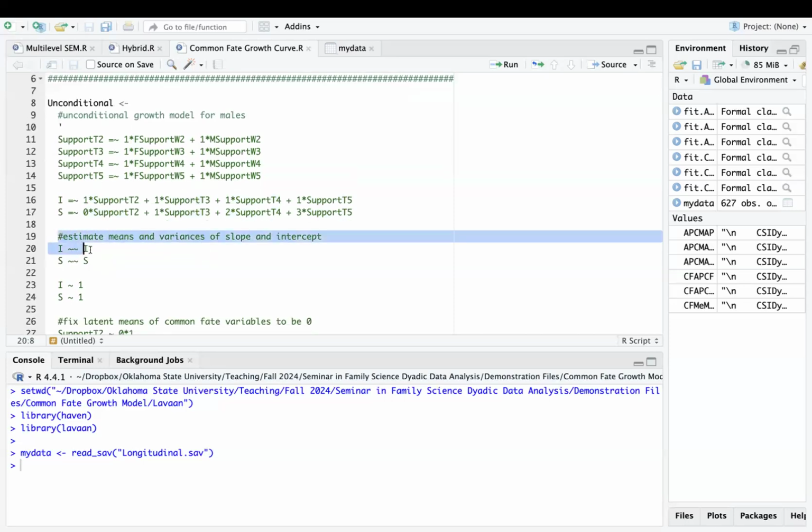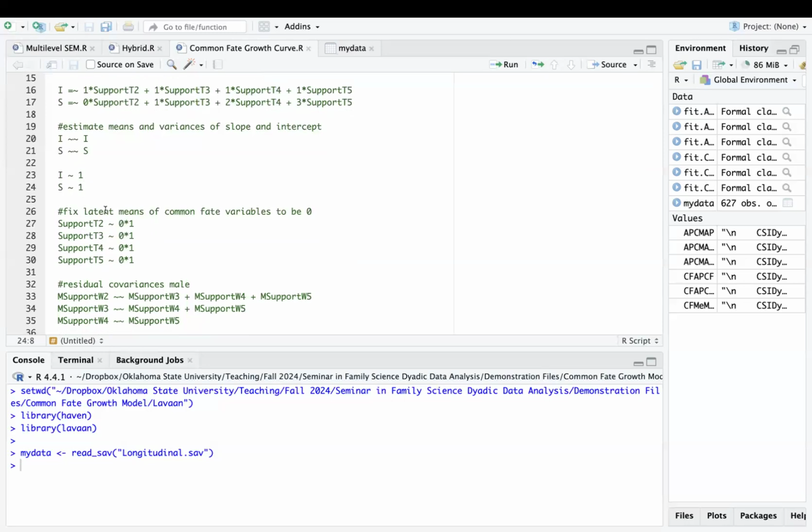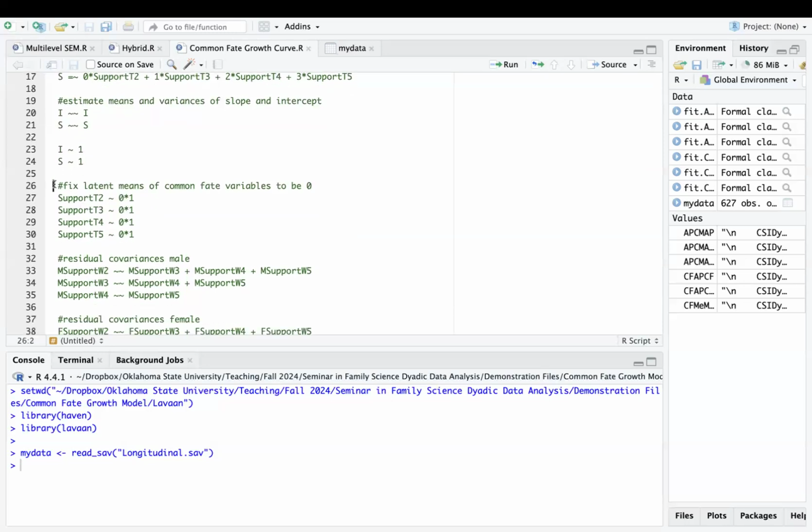Here I'm specifying syntax to estimate the means and the variances of the slope and the intercept factor. I tilde tilde I estimates the variance, and S tilde tilde S estimates the variance of the slope factor. Then a single tilde with 1 specifies a mean within lavaan. As I said when referencing the diagram, we are fixing the latent means of the common fate variables to be 0.